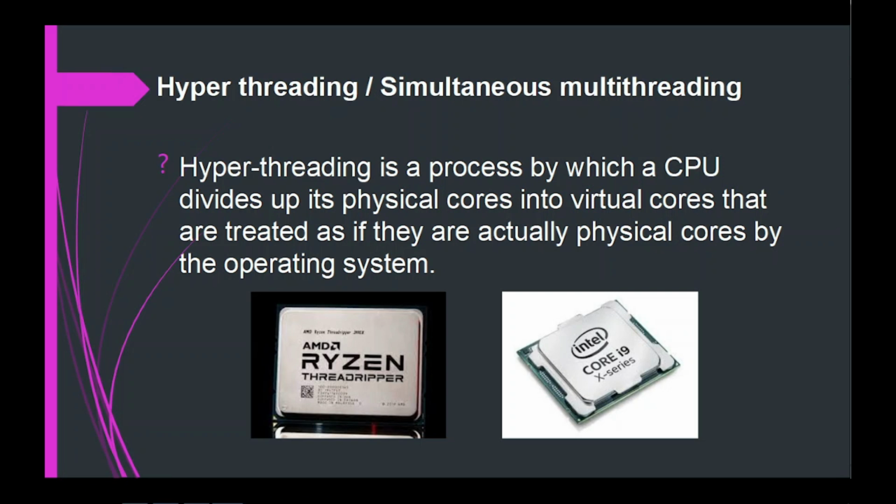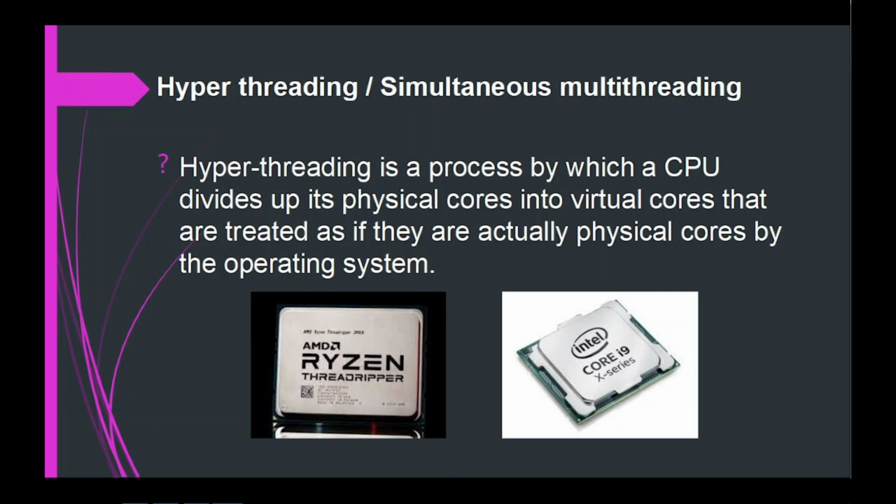Since we're in a modern age, there is also a newly introduced threading, which is hyper-threading, or simultaneous multi-threading. So what is hyper-threading? Hyper-threading is a process by which a CPU divides up its physical cores into virtual cores that are treated as if they were actually physical cores by the operating system. Examples of this are the AMD Ryzen Threadripper or the Intel Core i9 X series, which have many hyper-threading cores.